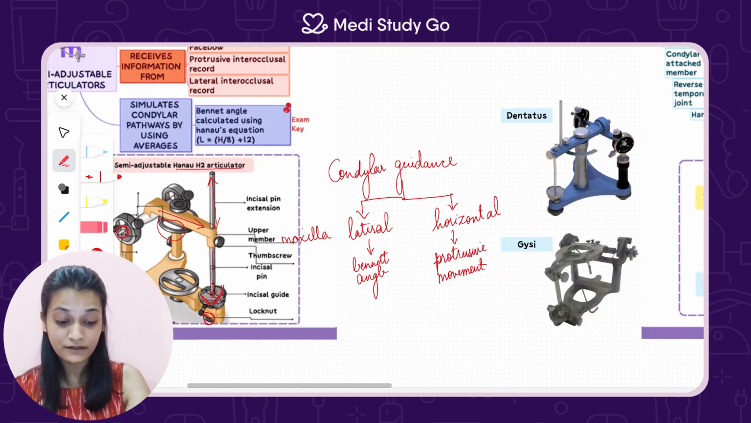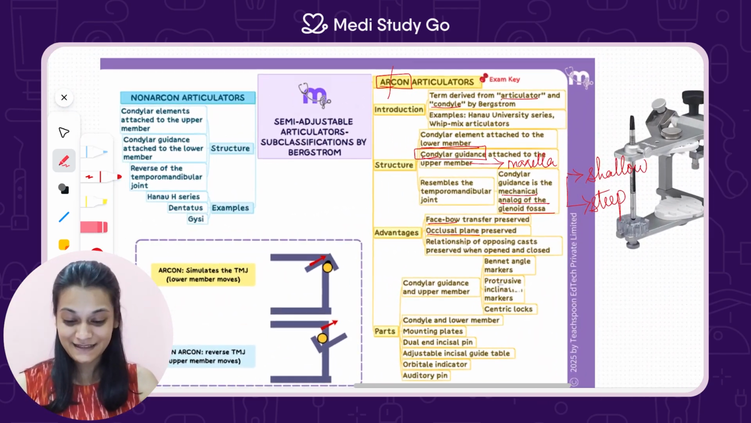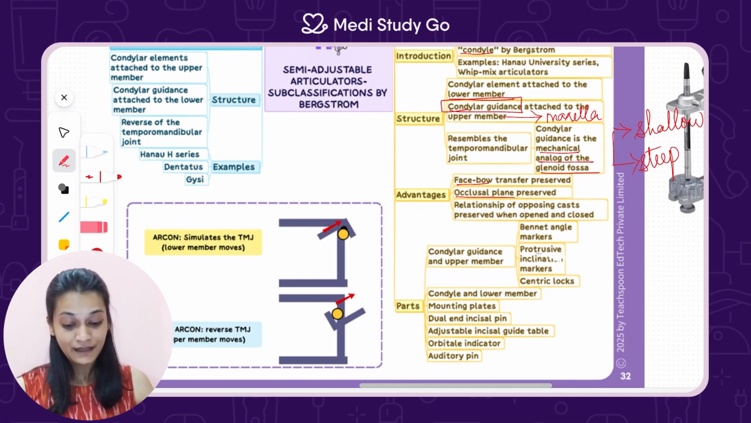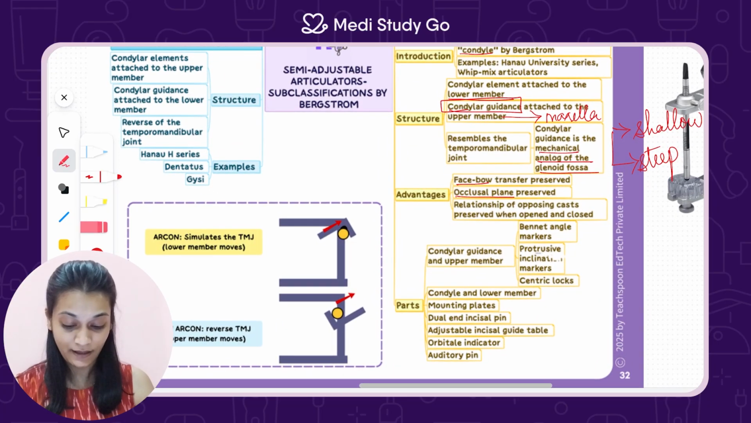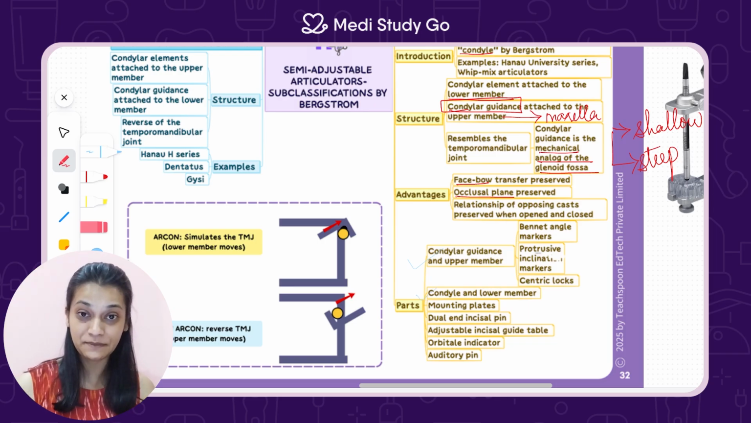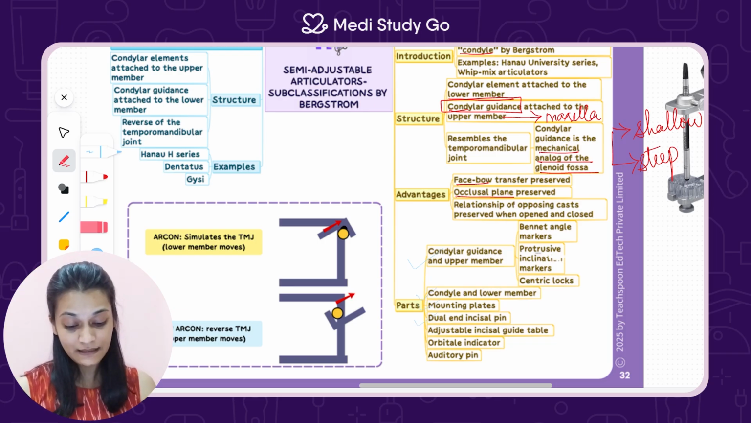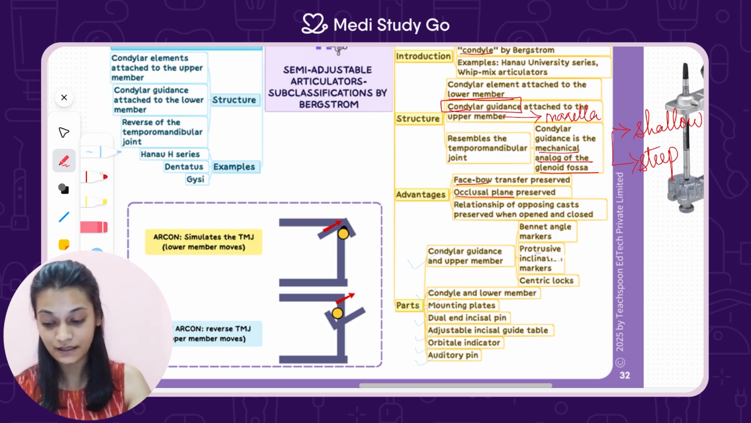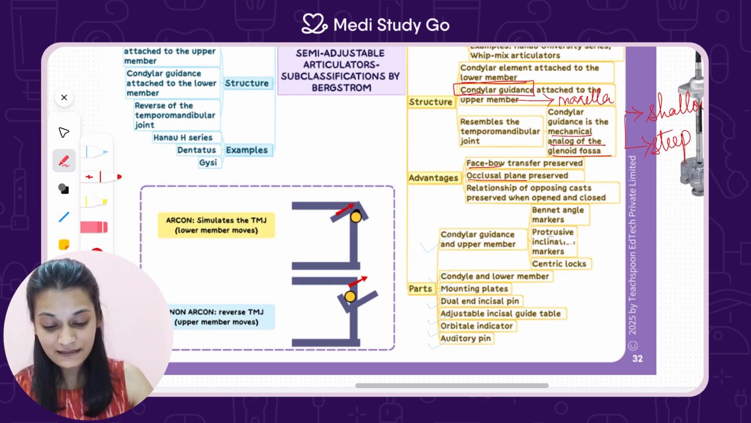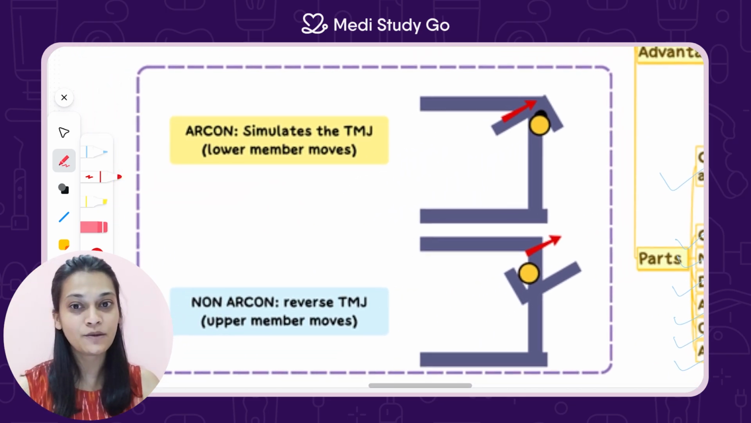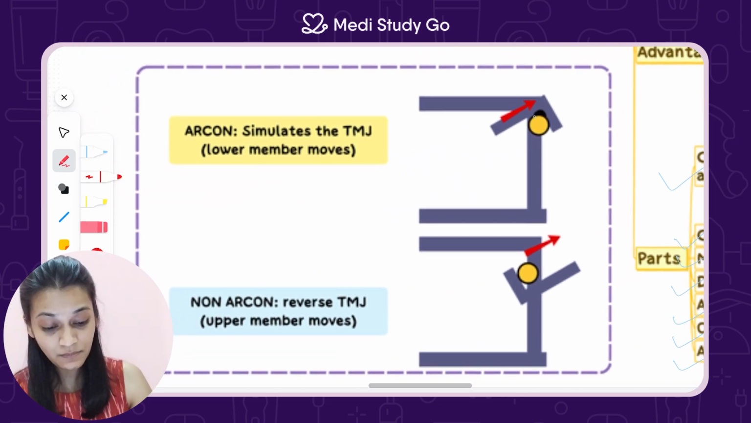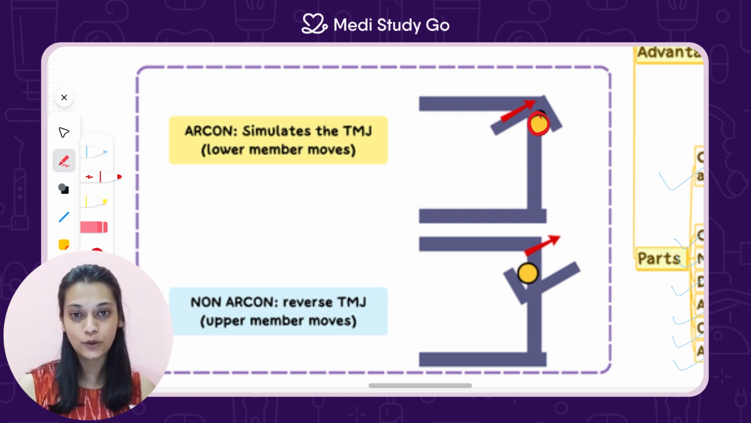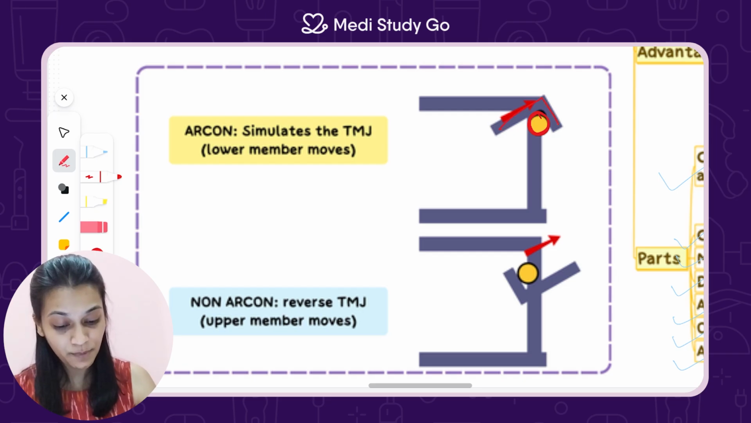So these were the parts of your semi-adjustable articulator. I hope now you'll be able to identify the condylar guidance along with the lower member and the upper member, the mounting plates, the dual incisal pin, adjustable incisal table or orbital indicator and auditory pin. Now, we have also seen in the previous lecture, right? Arcon means that your condylar element is going to be in the lower member and the guidance in the upper member. This is the guide, right?